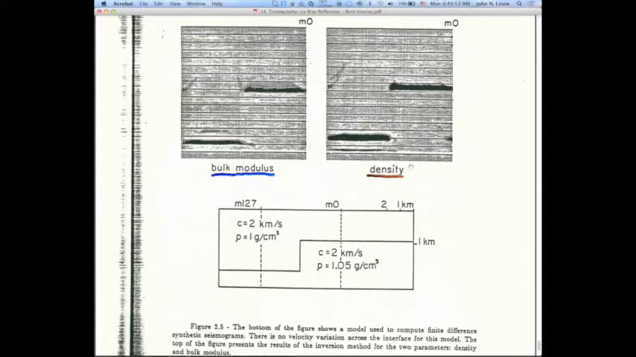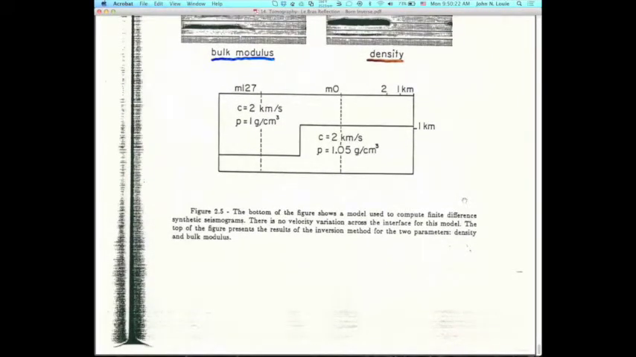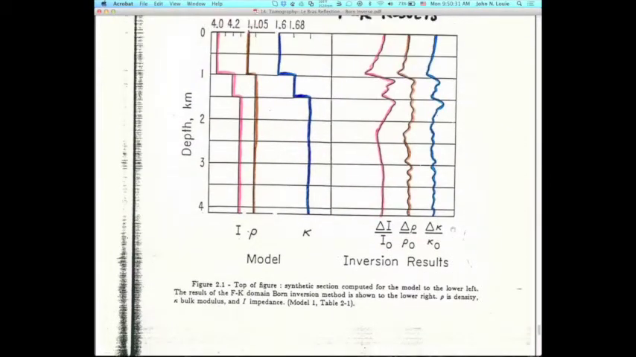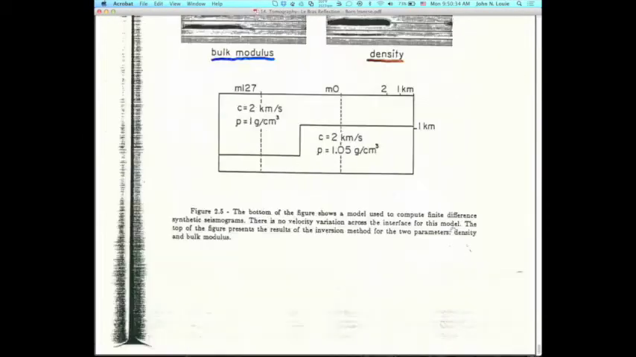Here's a structural model. We've got a small change in density, no change in velocity. Okay. So we have the bulk modulus image, the density image, okay, and you know there's a little bit of artifact there. You can see that's wrapped around from the right side. Okay, so we can get some separation, we can get some structure.